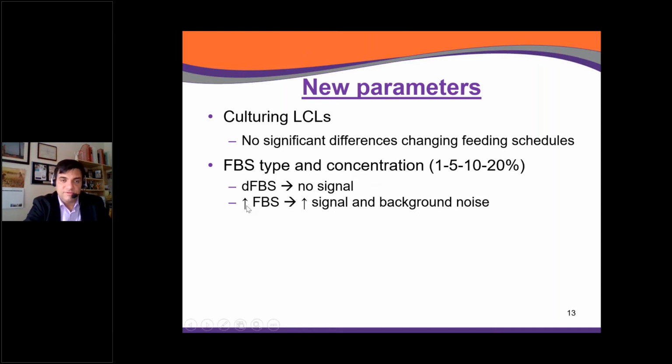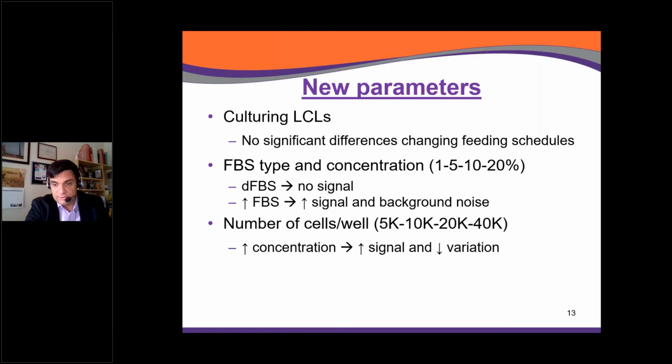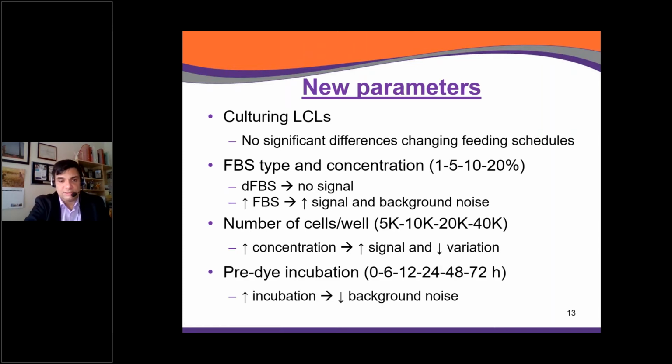With the fetal bovine serum, we noticed that increased concentration was associated with an increase of the signal, but also an increase of the background noise. Then another parameter we checked was the number of cells per well, so the concentration. The starting one is 20,000 live cells, and we explored lower concentrations like 5,000, 10,000, but also higher, with 40,000. And we noticed that as we increase the concentration, we increase the signal, and we decrease the variation within the cohort that we analyze.